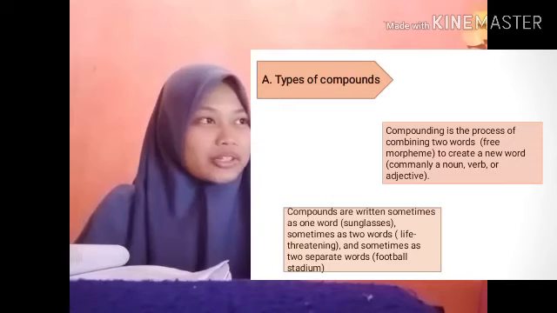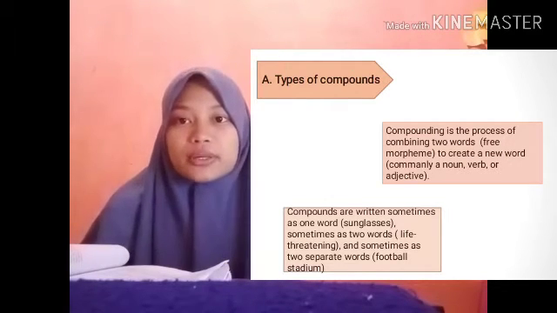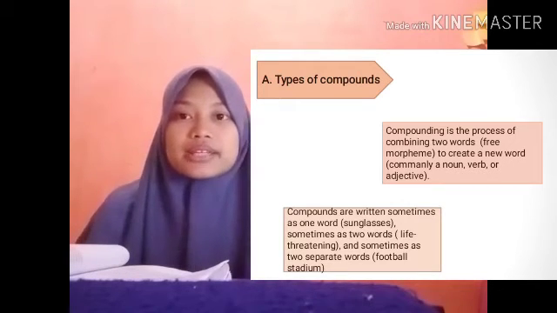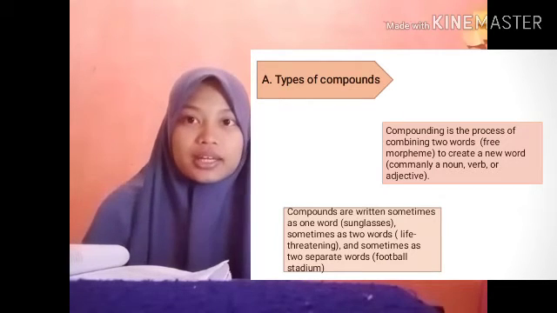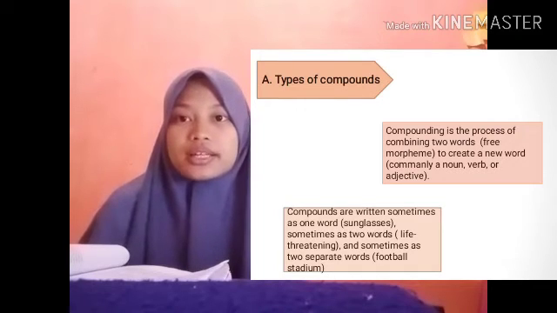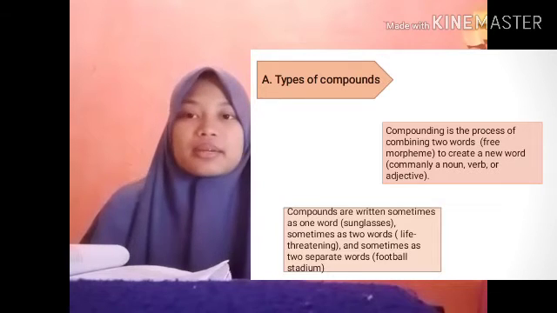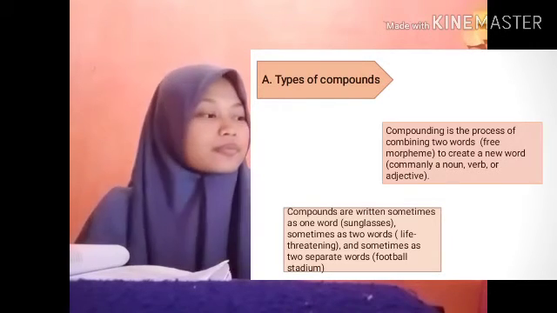What is a compound? Compounding is the process of combining two words or morphemes to create a new word, and commonly it is a noun, a verb or an adjective. Compounds are written sometimes as one word, like sunglasses, sun and glass, and sometimes hyphenated, like life-threatening, and sometimes as two separate words, like football stadium.